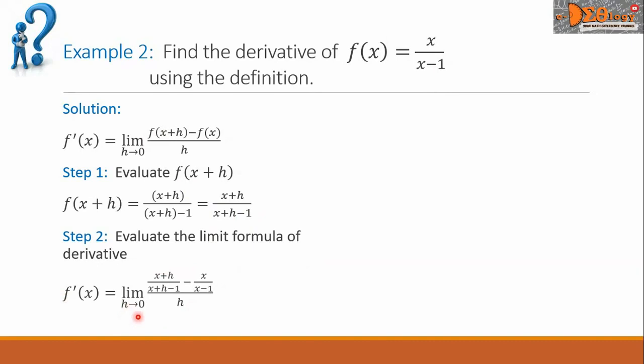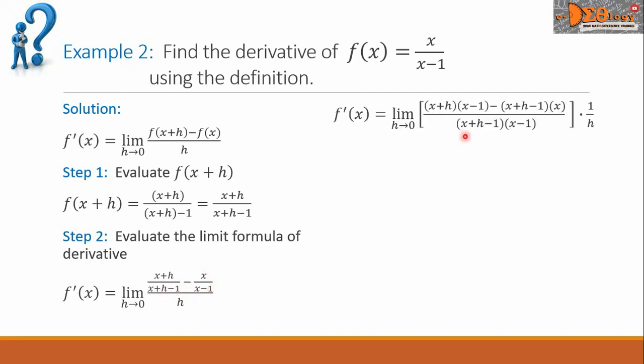as h approaches 0. We can see that we have a complex fraction here. Let us simplify our numerator by multiplying this fraction first diagonally down here, and then minus this denominator we multiply by our numerator of the second fraction all over the product of the two denominators. So it will be like this. While the h in here, we will flip it up and we write here times 1 over h.